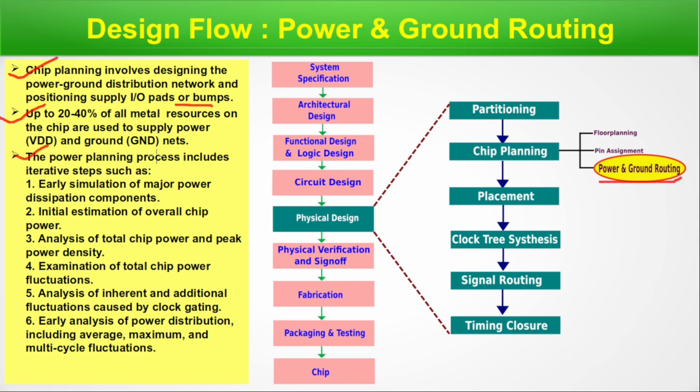And the power planning process includes iterative steps such as early simulation of major power dissipation components, initial estimation of overall chip power, analysis of total chip power and peak power density, examination of total chip power fluctuation, analysis of inherent and additional fluctuations caused by clock gating, early analysis of power distribution including average, maximum and multi-cycle fluctuation. These are power planning methods, and these steps are done early and are very iterative, to get close to the best result.